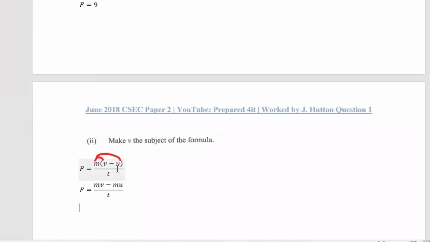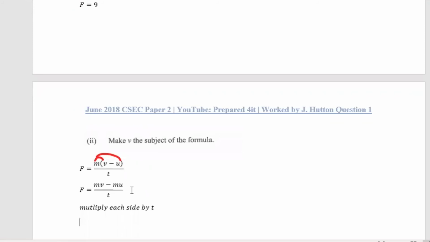What I'll do next is to multiply each side by T. So we're trying to get rid of the T that is currently on the right hand side divided. To get rid of it, we'll multiply each side of the equation by T.